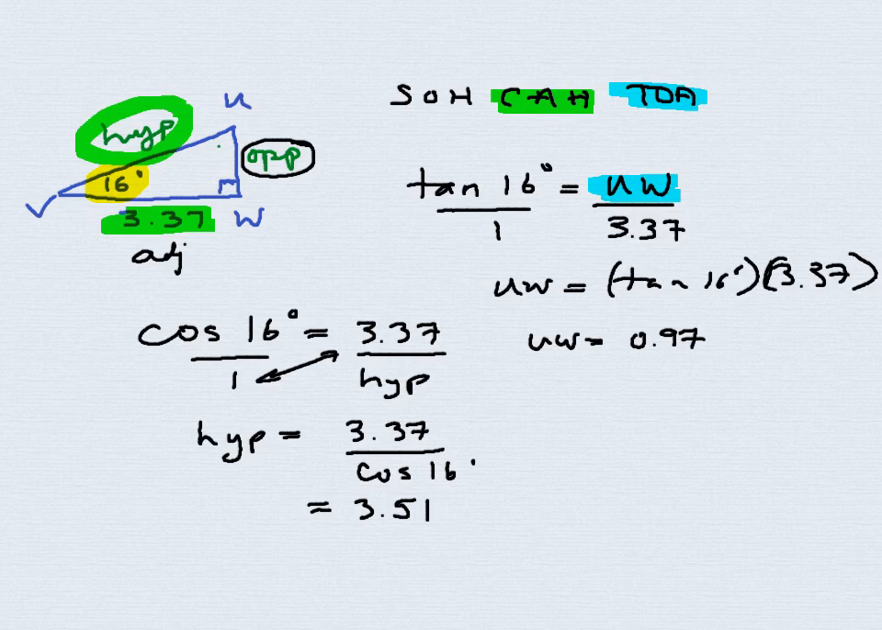I kept two places because the other side was given in two places, and I didn't give you any other instructions otherwise. The last thing you need to find is the remaining angle. You have two angles, and the last angle, angle U, would be 74 degrees.